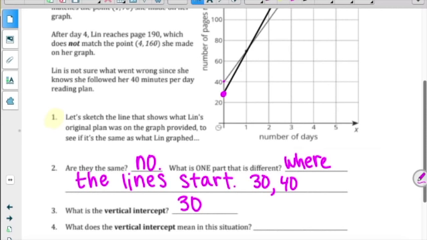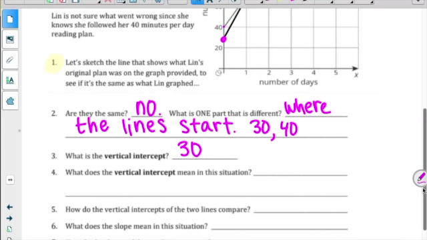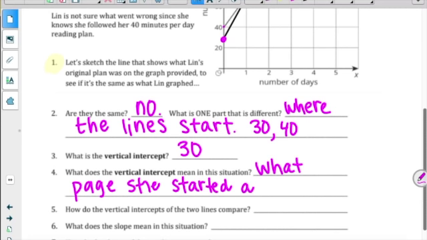What does the vertical intercept mean in this situation? What was 30? The number of pages she read a day? No, that was 40. 30 is what page she started at. Okay, how do the vertical intercepts of the two lines compare? Well, they're not the same. One is 30 and one is 40.